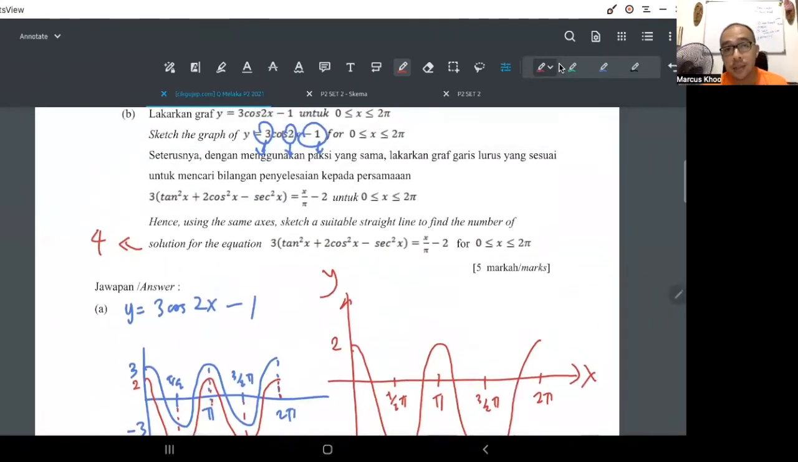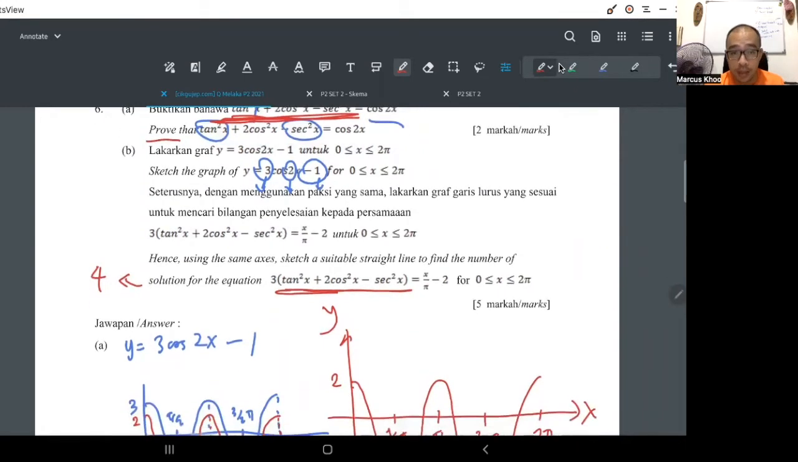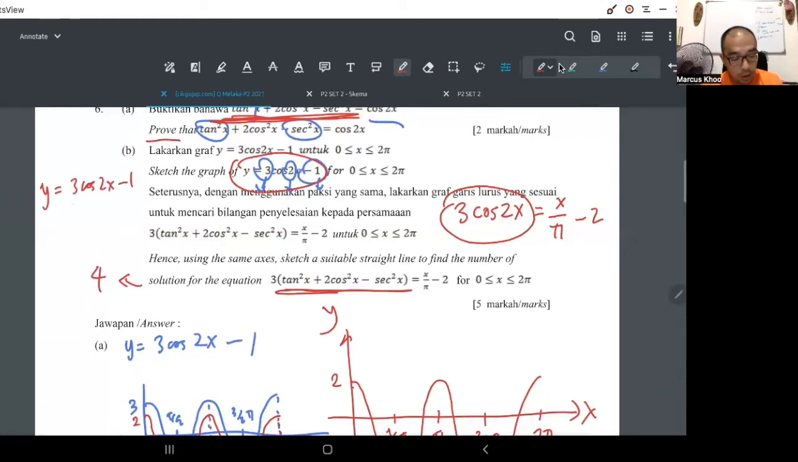And then after that, they ask you to sketch a suitable straight line. Okay, and you see that this is very similar to this. Which means that actually we can substitute 3 cos 2x equals x over pi minus 2. And 3 cos 2x happens to be something to do with this. Right? y equals 3 cos 2x minus 1. So 3 cos 2x is actually y plus 1 equals x over pi minus 2.